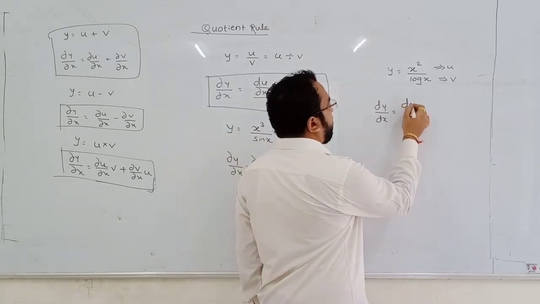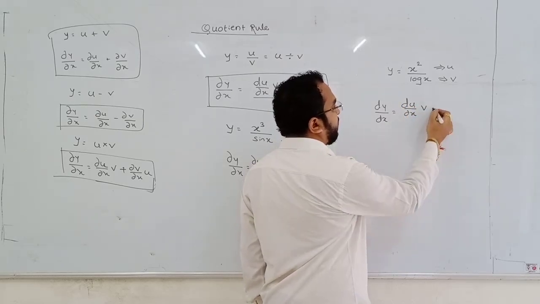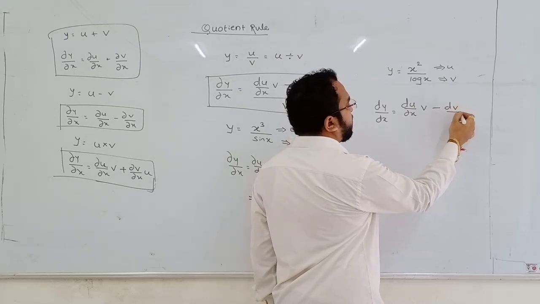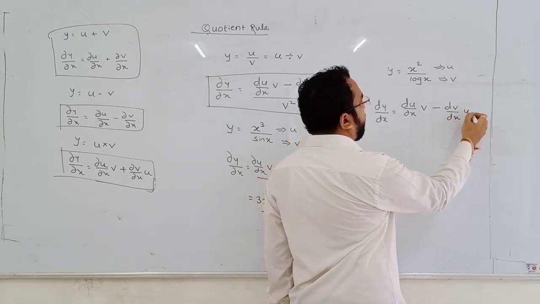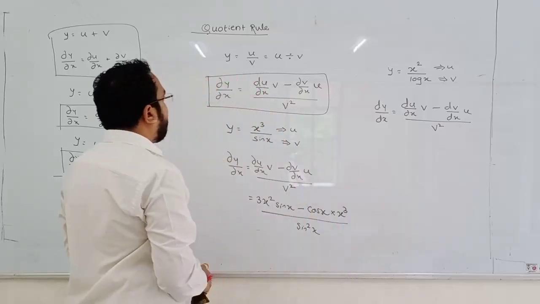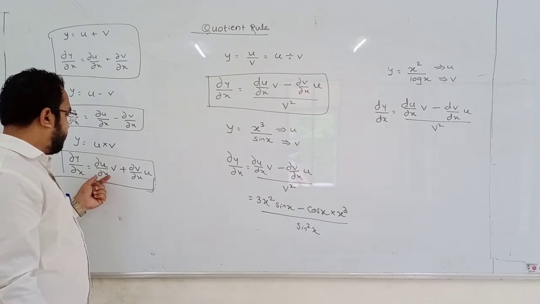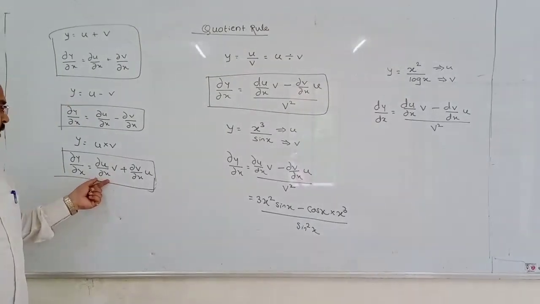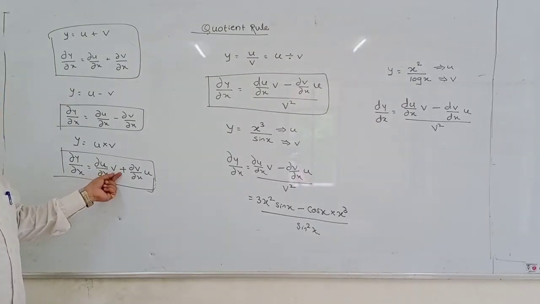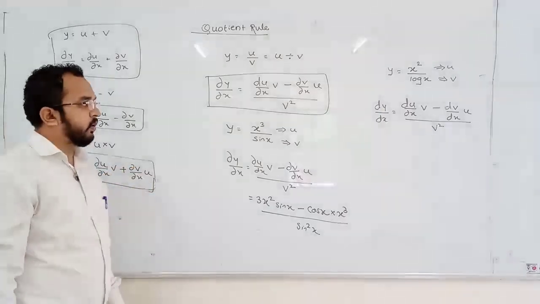What is the formula? Differentiation of first into second function minus differentiation of second into first function upon v square. Once again I am telling, in both the formulas, always remember: differentiation of the first term is initially and then the second term as it is, and differentiation of the second term is afterwards.